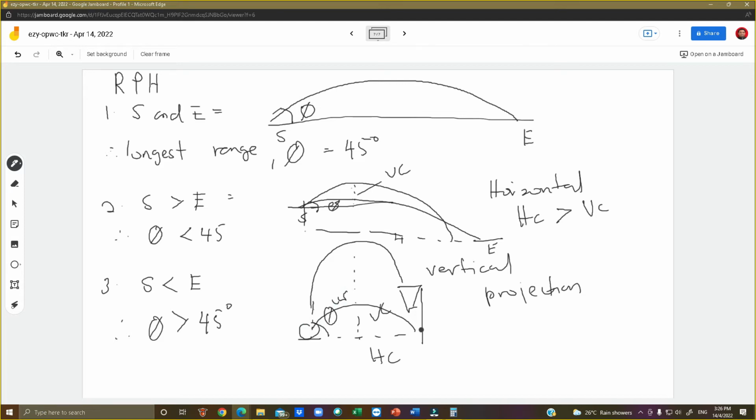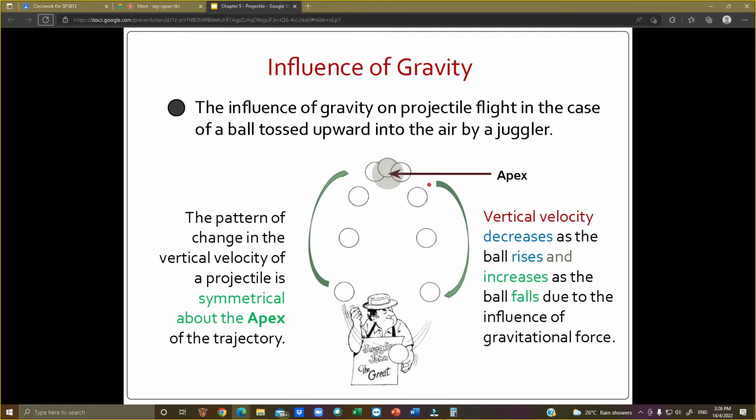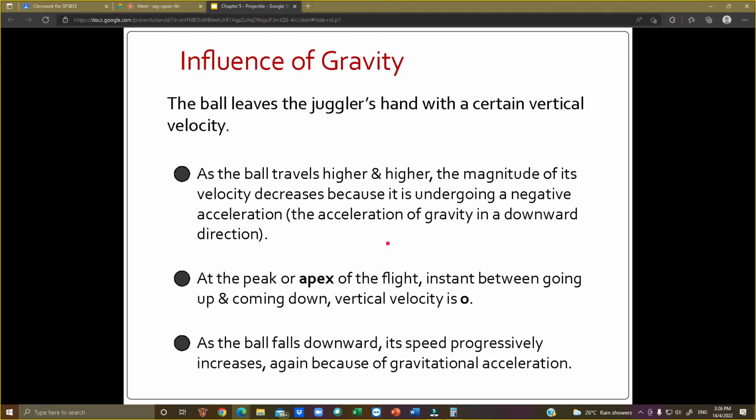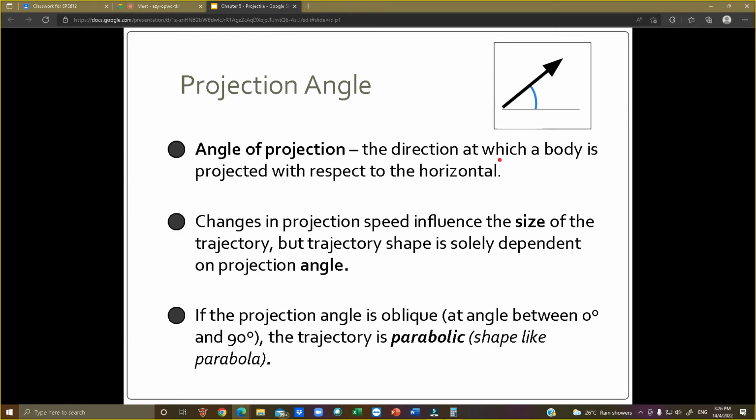This is the 3 main factors which influence projectile. Okay, 3 faktor yang mempengaruhi projectile. Okay, tadi cerita apex. So we have projection speed, we have projection angle, and we have relative projection height. So those 3 things determine how far it goes, and it determines the shape of the projection itself. So sometimes we try to reach higher level. Jadi angle dia kena besar. Sometimes we try to reach the furthest. Means we don't need quite a high angle.